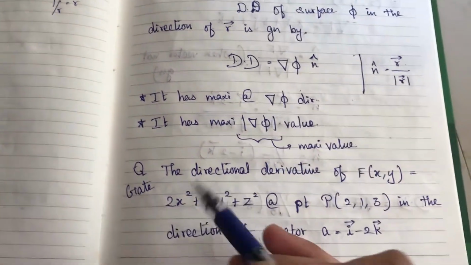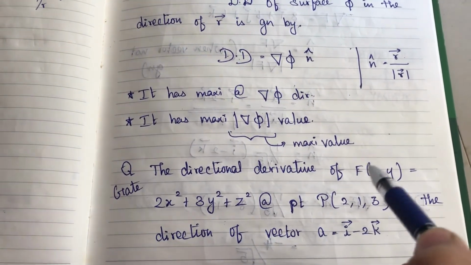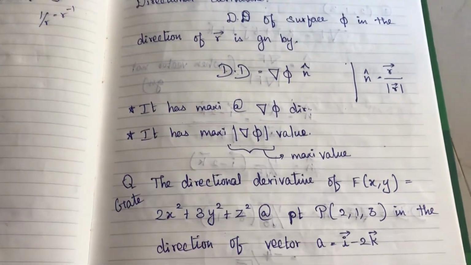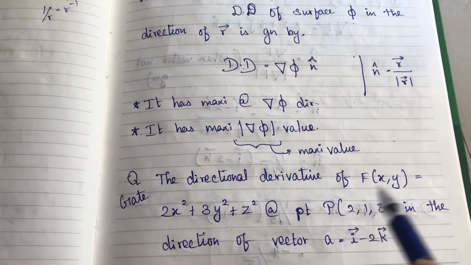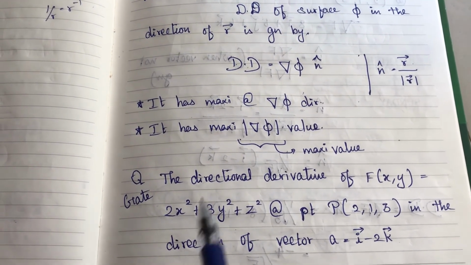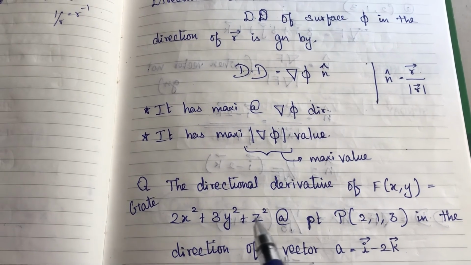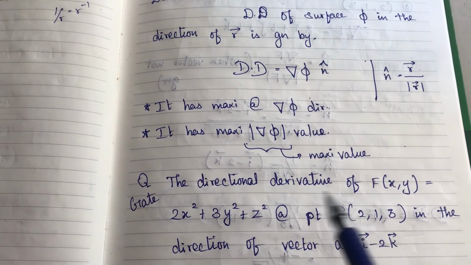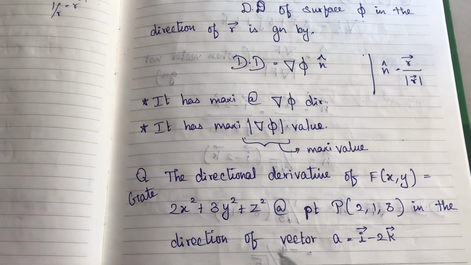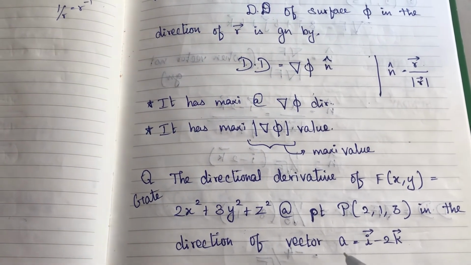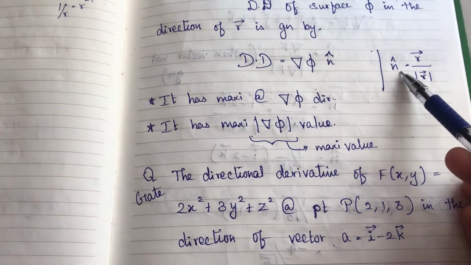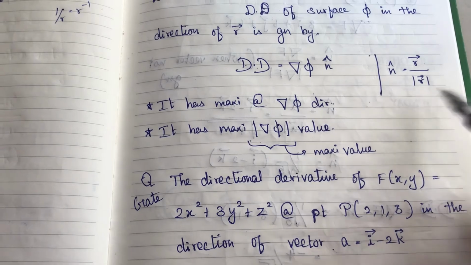Just remember that. Let's see an example of the directional derivative. Just one example. They have given a function f, 2x square plus 3y square plus z square, at a point. In the direction of vector A, they have given this direction here. So the direction is nothing but the n cap. From this vector, we're going to find the n cap. Let's see how things go.